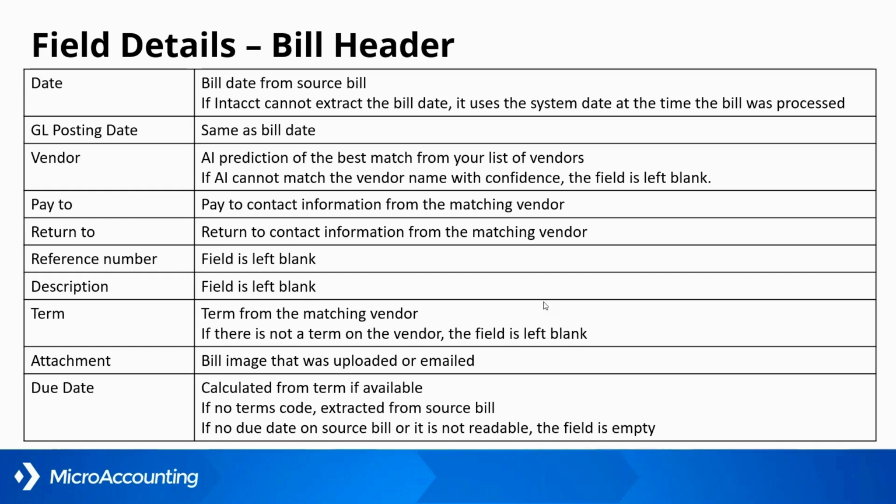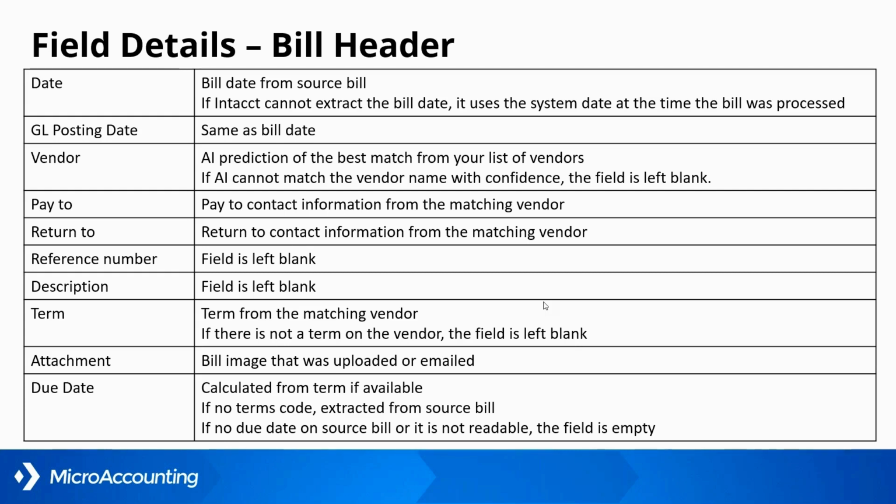So the bill date, it's going to look at that image of that bill and find that date. If it doesn't see a bill date, or it can't find it, it can't read it, whatever the case is, then it's going to use the system date. If you have your system set up where it's a different bill date and GL posting date, it's obviously not going to be smart enough to know that there are those two different dates in there, and what to use for those different dates. So it's going to put that same bill date in there.